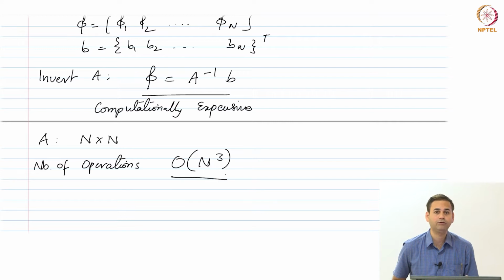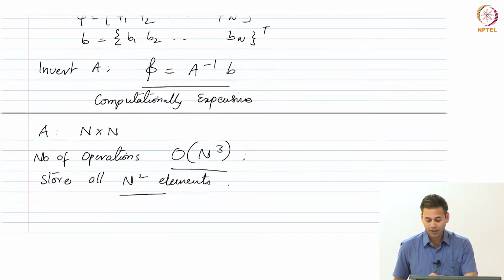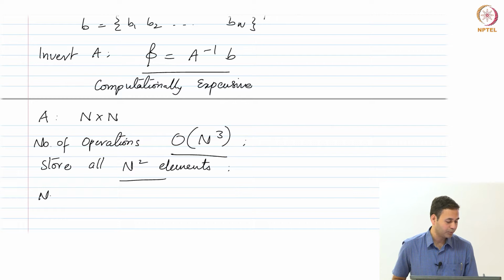So, that is a lot. If we have 1000 cells, then you are doing a billion operations, right, 10 to the power 9, which is very time consuming, and also we need to store all n square elements, many of which could be zeros. So, we will be storing a lot of zeros as well, and doing a lot of operations. So, this is not a good way, at least for the matrix that we get in order to solve for phi, okay.